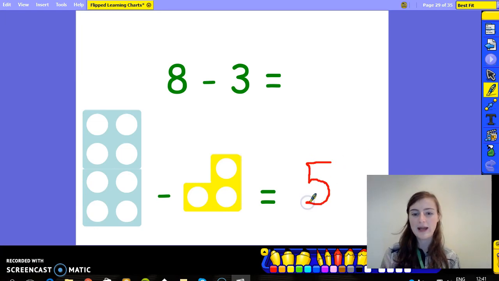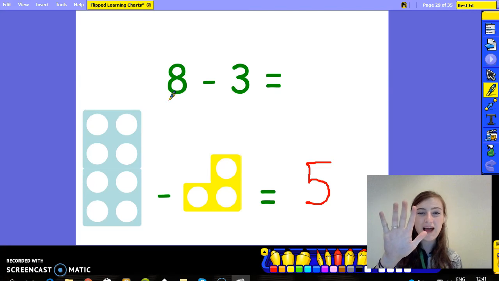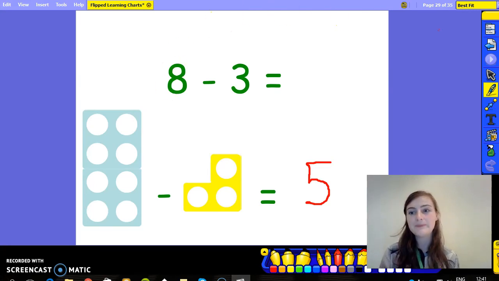Do you know a clever way we can check to make sure our answer is right? Yes, that is perfect. We could use our fingers, or we could check our answer on a number line. I know, today we can do both, just to make sure we're right. Let's use our fingers first. So we need 8 fingers. 1, 2, 3, 4, 5, 6, 7, 8. And we're taking away 3. 1, 2, 3. How many fingers do we have left? 5. Well done.